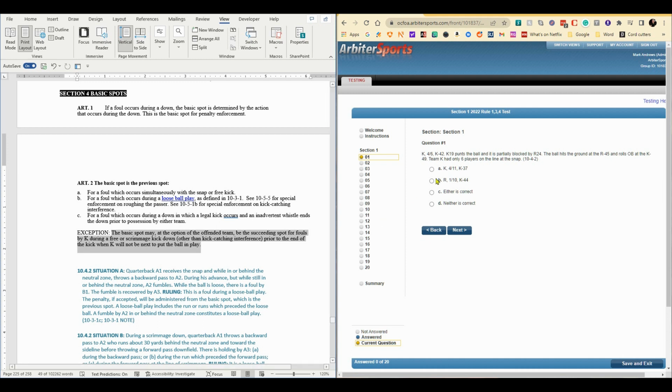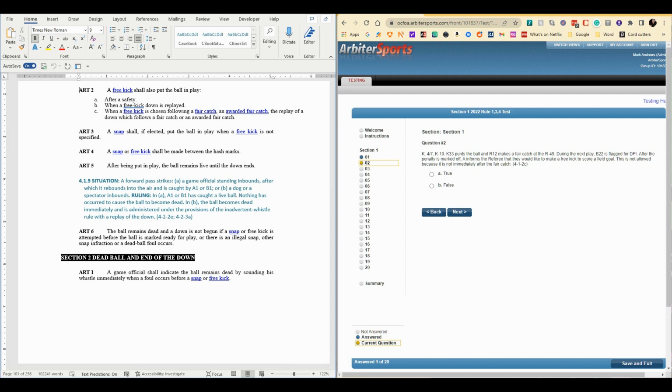So if they move them back 5 yards, it's K 4th and 11 at the K37. If R takes the ball, it'll be 1st and 10 at the K44 because it went out of bounds at the K49. So the answer is C. Either is correct.